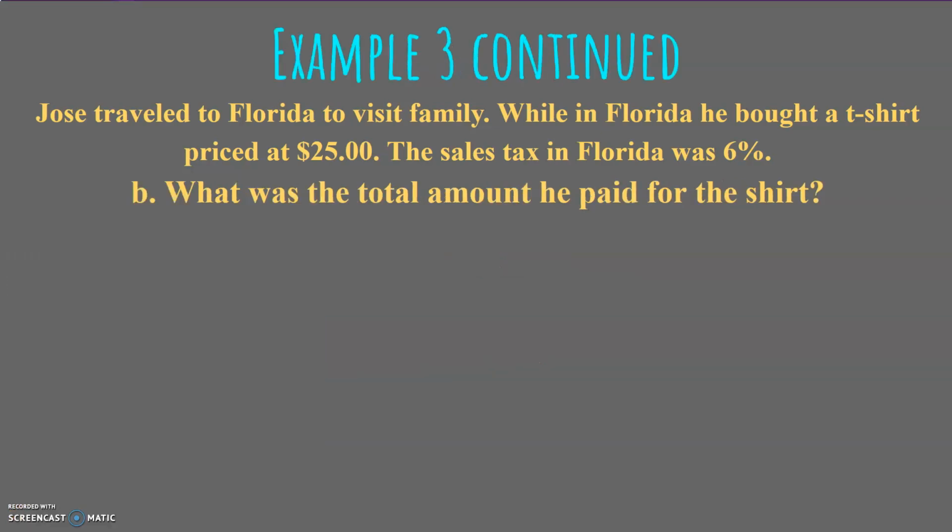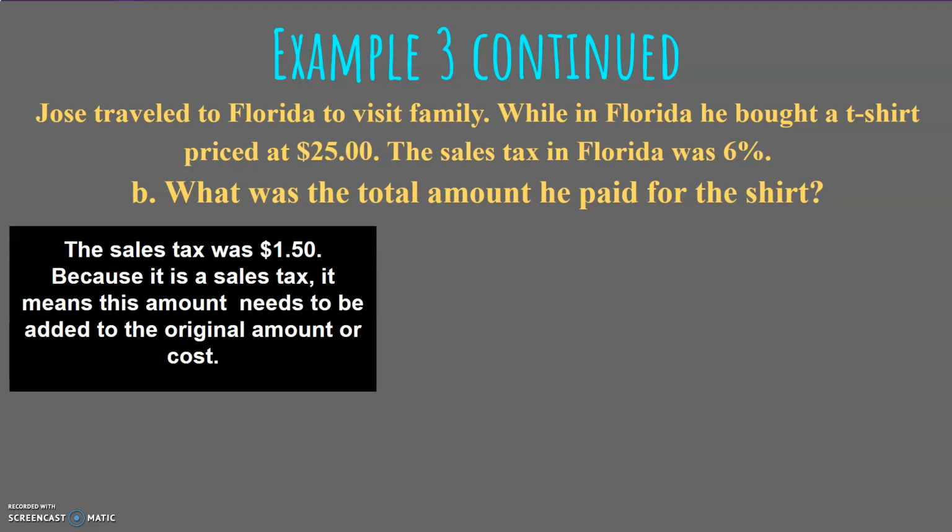Now, sales tax is different from discounts. What was the total amount he paid for the shirt? With a discount, you find the percent and then you subtract. With taxes, you find the amount and then you add. Because the sales tax was $1.50, we need to add the tax to the original amount or cost.